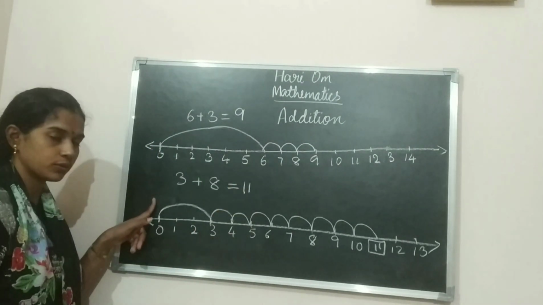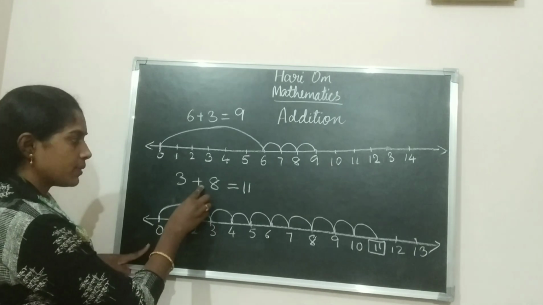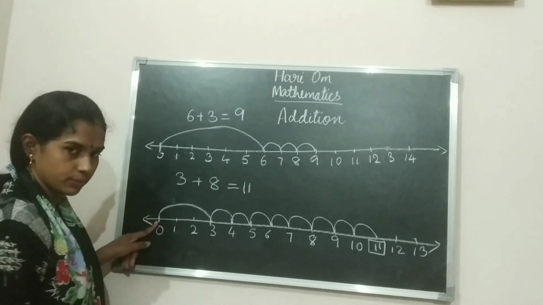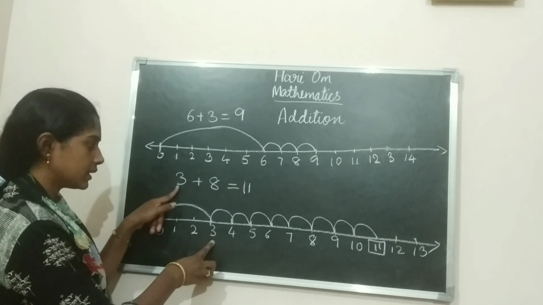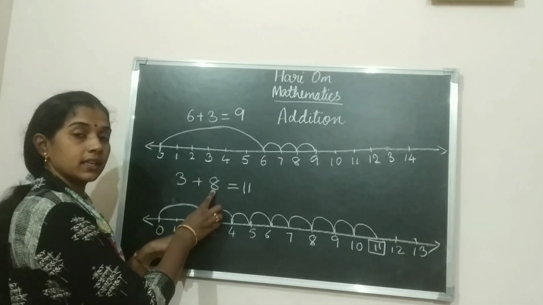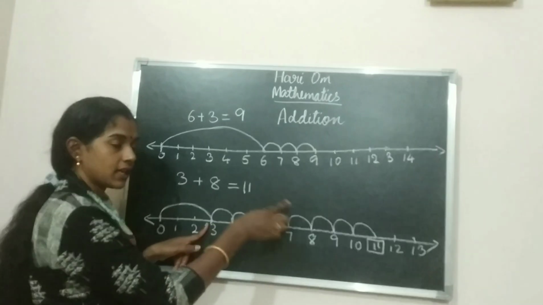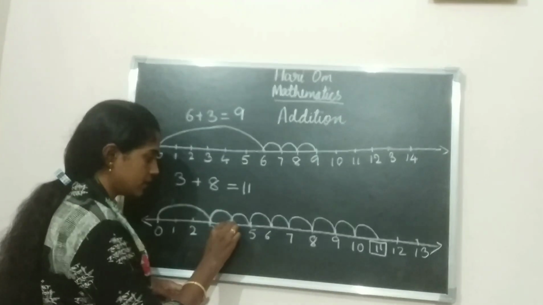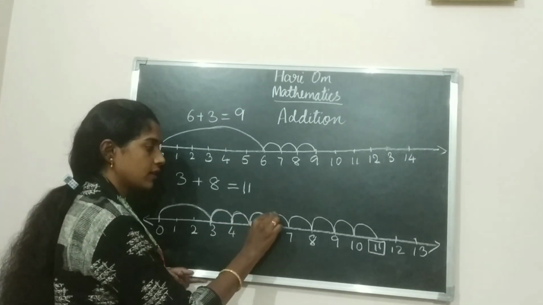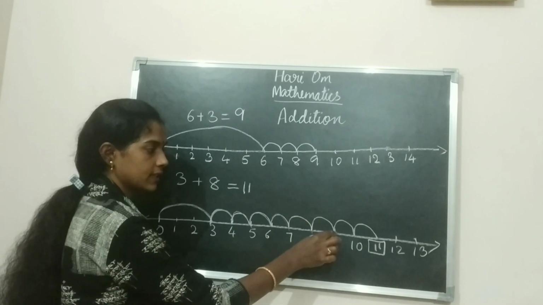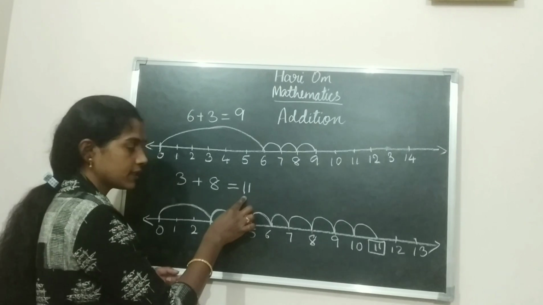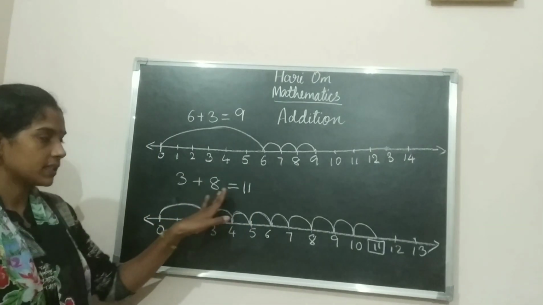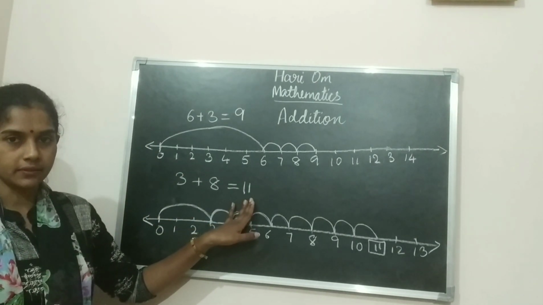What is the answer? 11. So how to solve it? So 3 plus 8. First we are going to begin from 0 and we are going to jump to, what is the first number? 3. So from 3, next number is 8. So 8 times we are going to jump. So from here 1, 2, 3, 4, 5, 6, 7, 8. So what is the answer here? It is 11. So 3 plus 8 is 11.